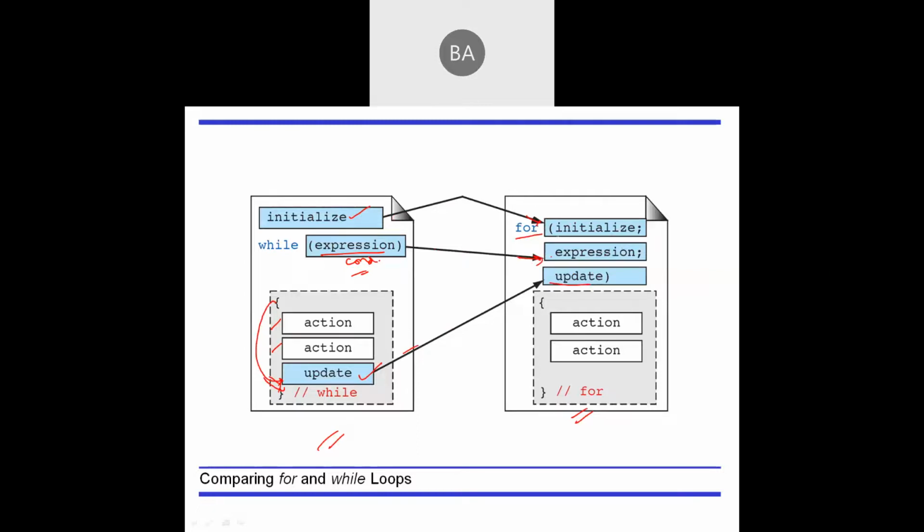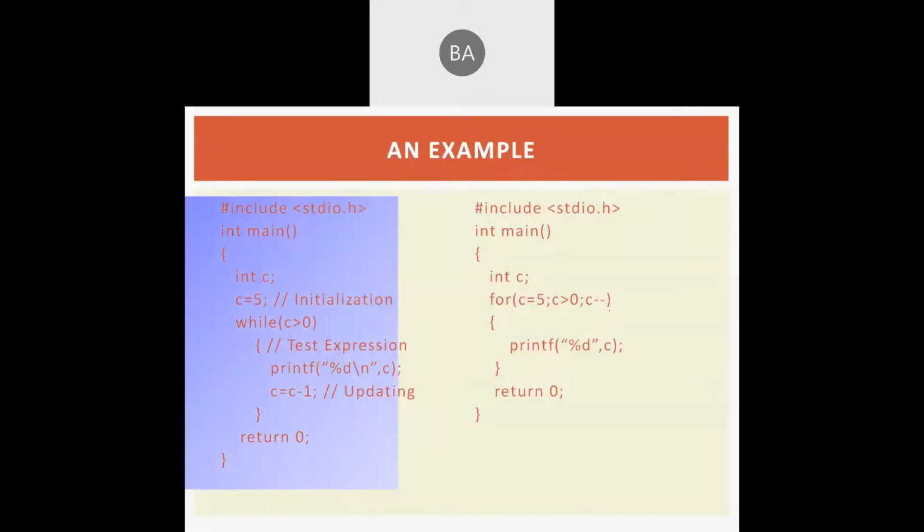So all the three parts we are putting at one place and separating with the semicolons. Then curly brace begin and curly brace close. Whatever actions we have, the same actions we are putting here in the body of this for loop. So this is the syntactical comparison between this while loop and a for loop.